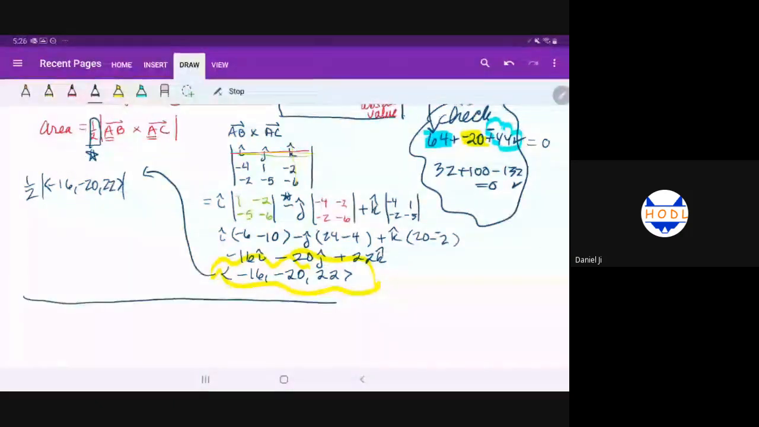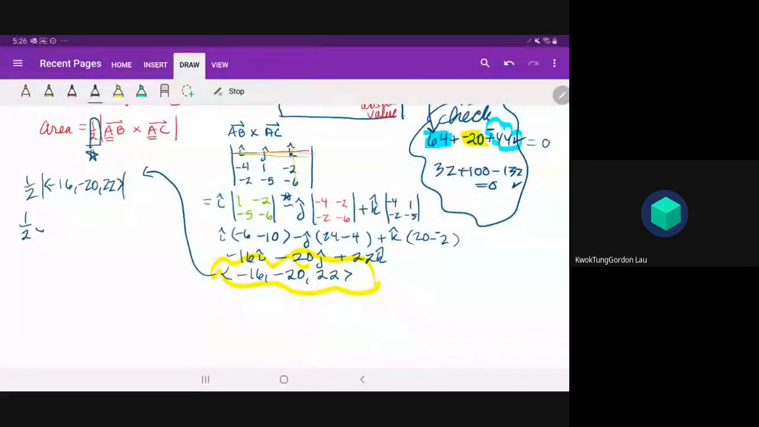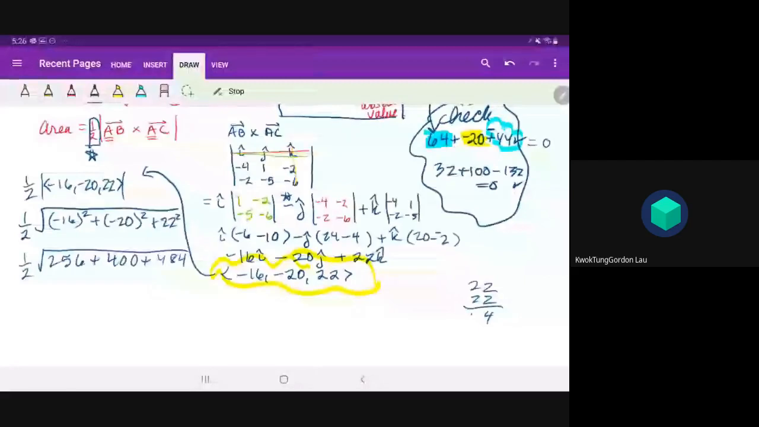Okay. So, oh, I didn't finish. Okay, so we're back here. So 1/2. How do you find the magnitude? You square it. You add it. Yes. You square root all of it. Perfect. Okay, so -16 squared plus -20 squared plus 22 squared. Okay, so this is 256, 400. I don't know what 22 squared is. 484? 44. So this is 1/2.